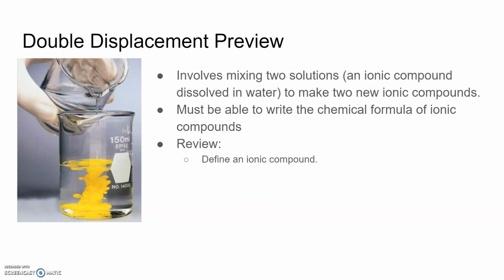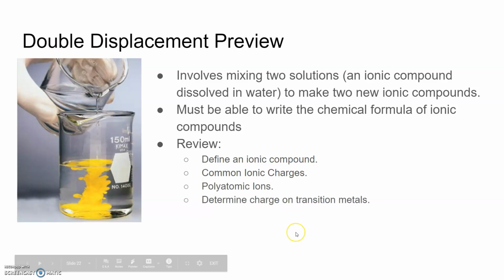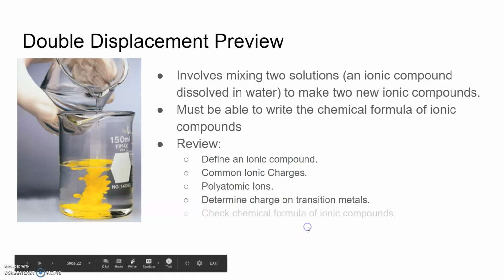So what we're going to do today in order to help prepare us for that is review what we've covered in Unit 4, Day 6. We're going to review how to define an ionic compound, like what it's made out of. We're going to look at the common ionic charges. We're going to review polyatomic ions, and how we determine charge on a transition metal. And then finally, how to check if the chemical formula of an ionic compound is correct.